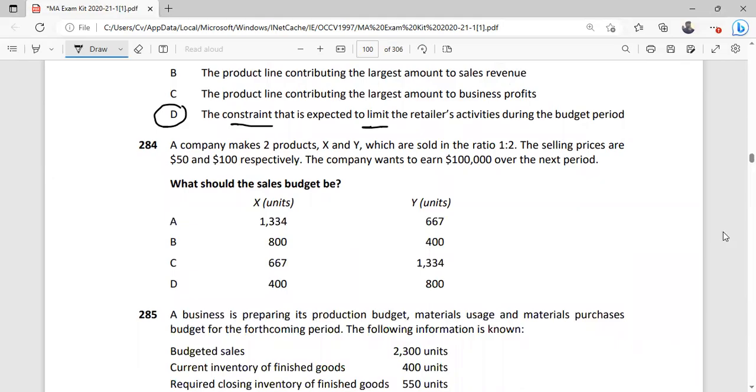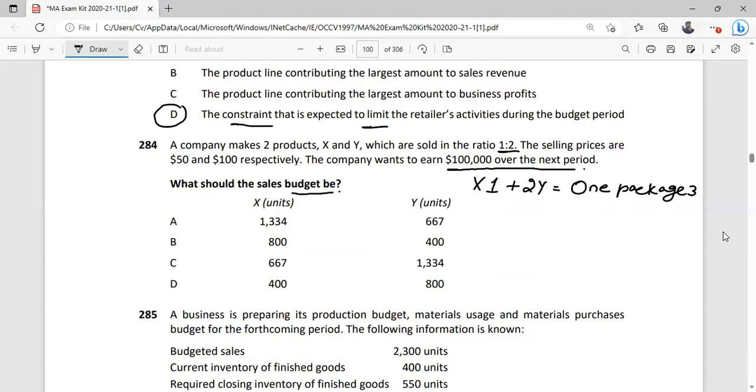A company makes two products X and Y which are sold in the ratio of 1:2. 1:2 means we will sell 1 unit of X plus 2 units of Y. It means we are selling one package. In a package we are selling a total of 3 units in a combination of 1 plus 2. It is not possible to sell X without Y and it is not possible to sell Y without X. The selling prices are $50 and $100 respectively. The company wants to earn $100,000 over the next period. What should be the sales budget?